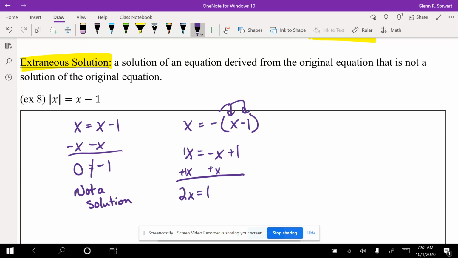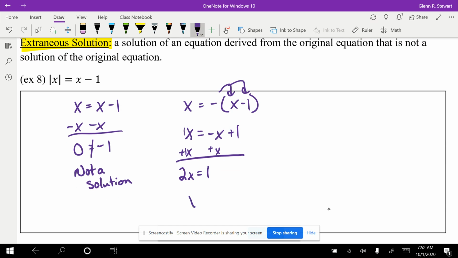Okay, these have imaginary 1s in front of them. So now x is equal to 1/2. So here's the deal. Extraneous solutions. When we plug 1/2 back in, if it doesn't work, it's what we call an extraneous solution. And in this example, that's exactly what happens. We have the absolute value of 1/2 is equal to 1/2 minus 1, or positive 1/2 is equal to negative 1/2. Doesn't work, so 1/2 is what we call an extraneous solution.